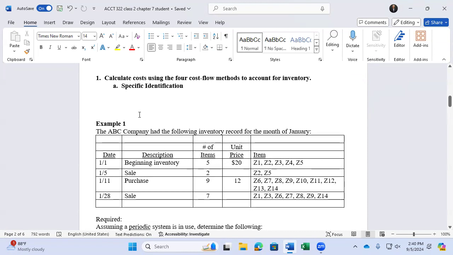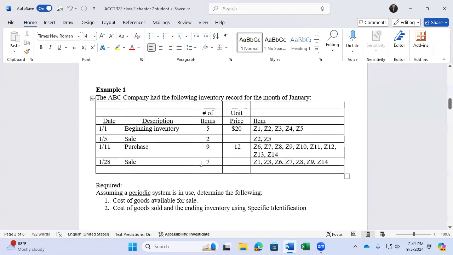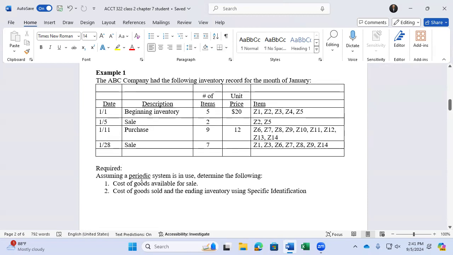So let's do some examples. We have this example one, and it says the company has the following inventory for the month of January. So it tells you, okay, these are my beginning inventory items, these are what I sold, more what I purchased, and then more what I sold. We're assuming here a periodic system, and we're going to determine the cost of goods available for sale.